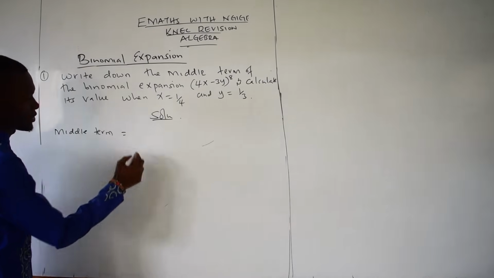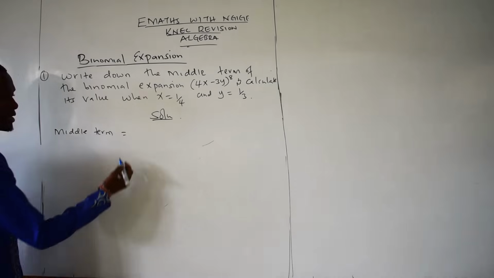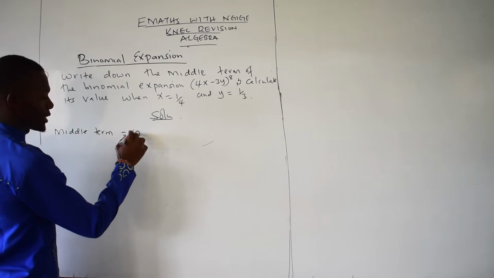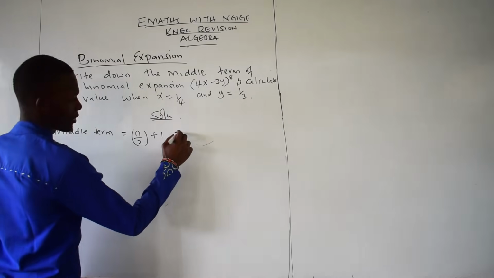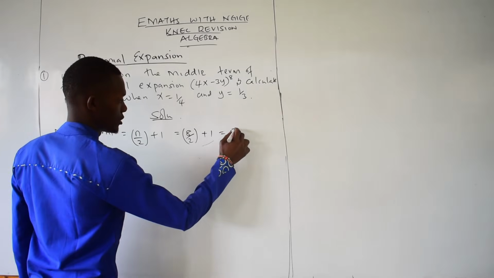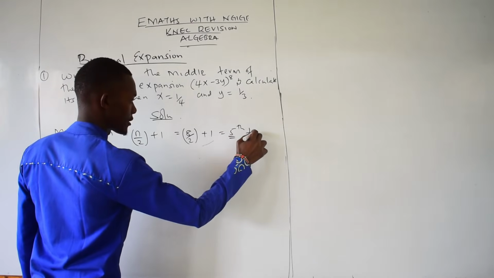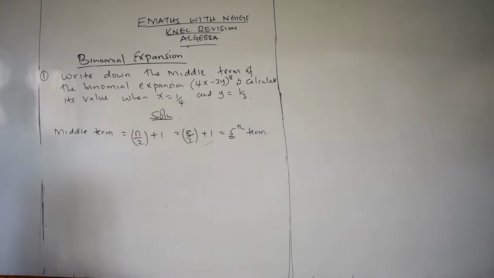And this one is an even. We have our power being even. So when we have our power being even, the middle term is found by n over 2 plus 1. So what is our n? Our n is 8 over 2, which gives you 4. 4 plus 1, which gives you 5. So we are getting the fifth term. So that is our r, our small r.